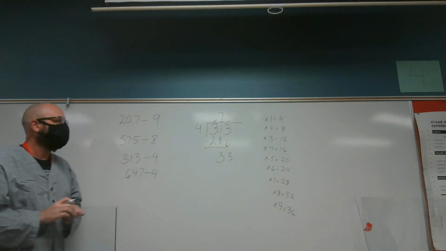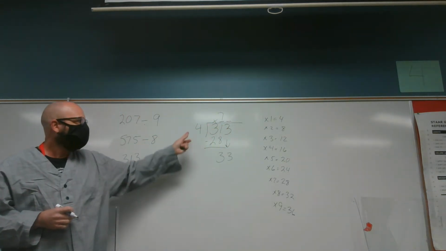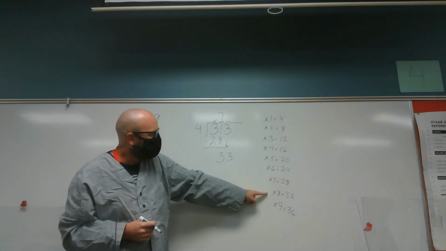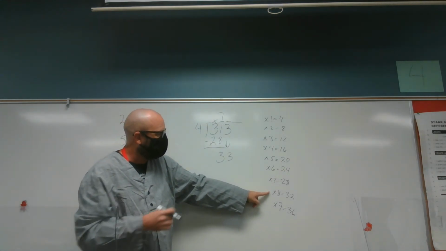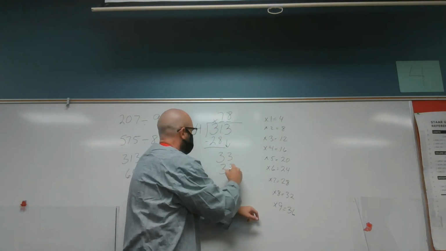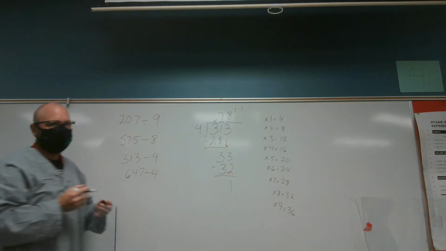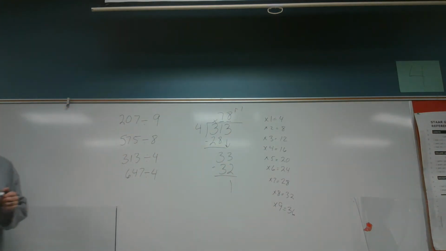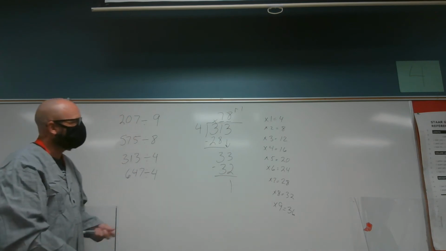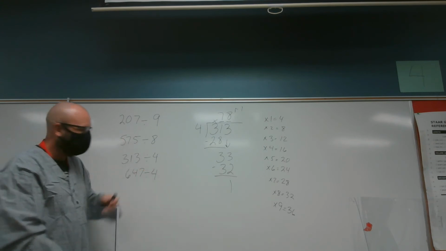I bring down the 3. My next number is going to go directly above this 3 in my dividend. So I need to get as close to 33 as I can without going over. Boom, 32, because 36 is too big. So 32 is times 8. I subtract, I get 1. So the answer to that one is 78, remainder 1. Boom. Shakalaka.